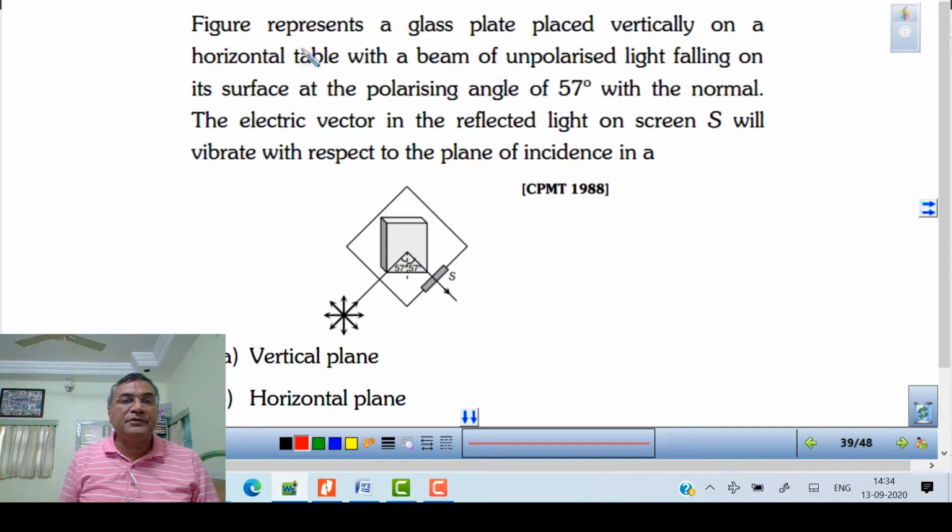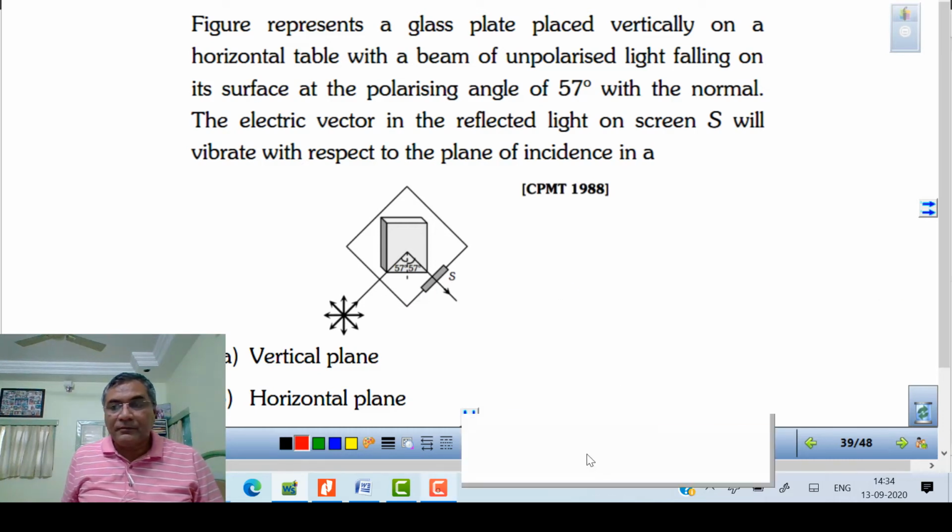One more question based on polarization. The figure represents a glass plate placed vertically on a horizontal table with a beam of unpolarized light. So you can see this is the symbol of unpolarized light. The surface is at a polarizing angle of 57 degree with the normal. The electric vector in the reflected light on the screen S will vibrate with respect to the plane of incidence in which direction?